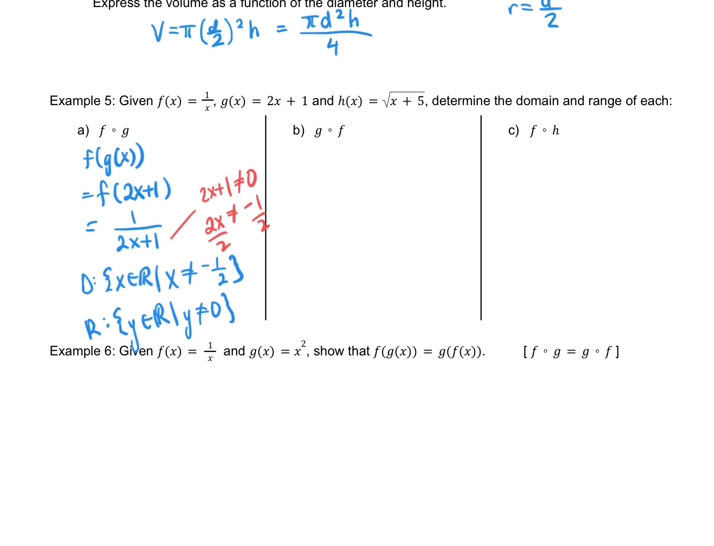So I'm not using any new skills to get my domain and range. I just have to get that composite function first and then go back to my prior knowledge.